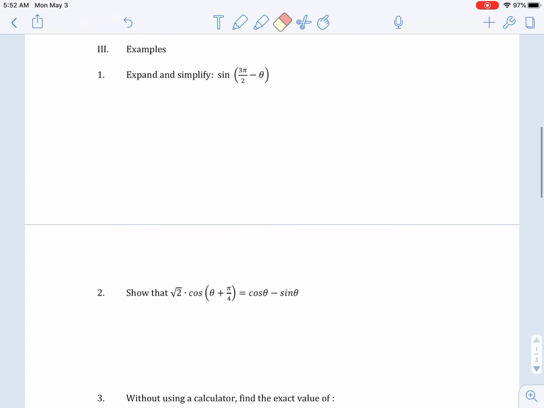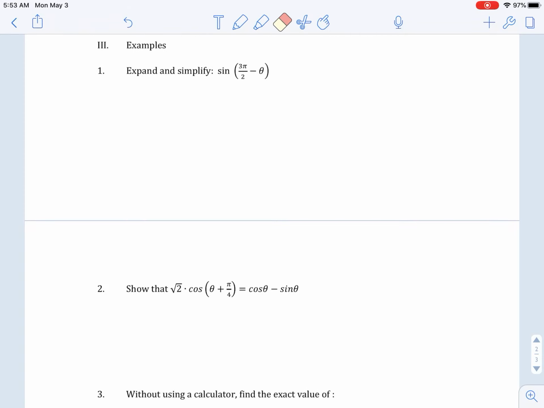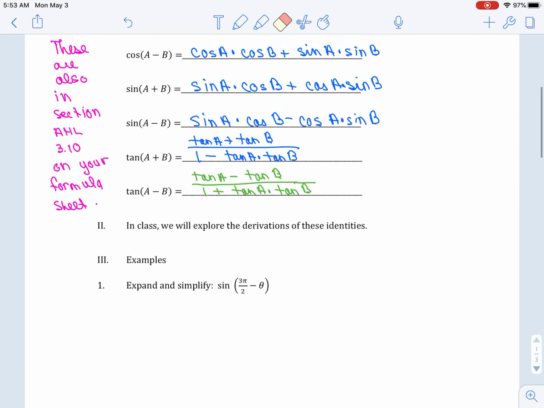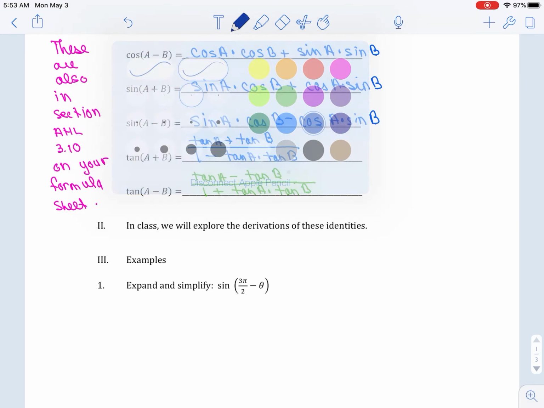Okay, so in this video, what I'm going to do is examples 1 and 2 with you so that you have an idea of what you're going to do with those. So number 1 says expand and simplify. And then notice what we have here is we have the sine of the difference of two angles.